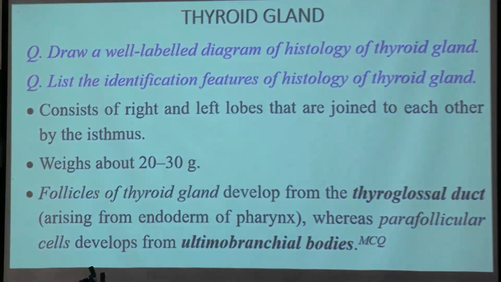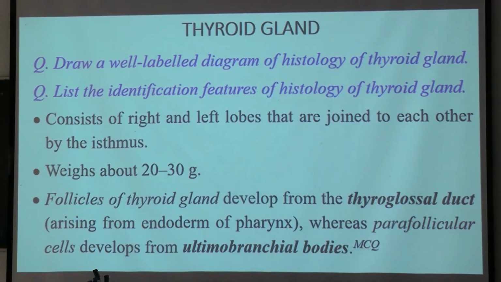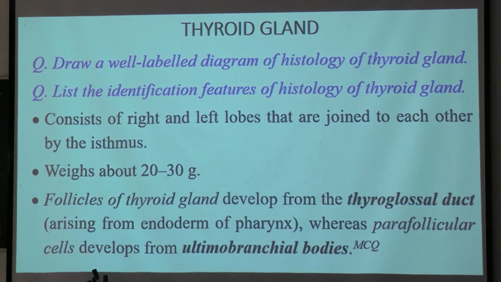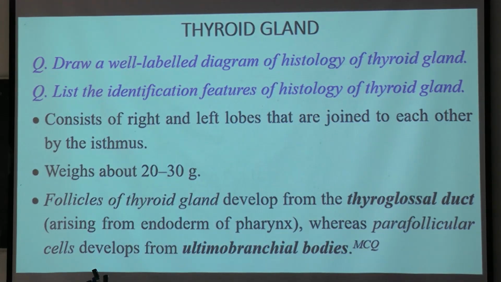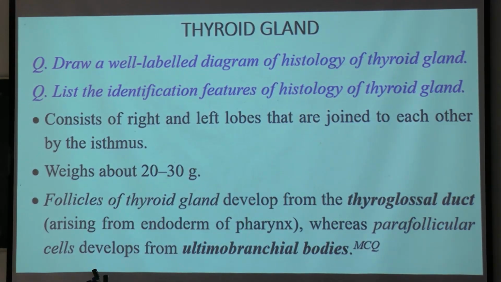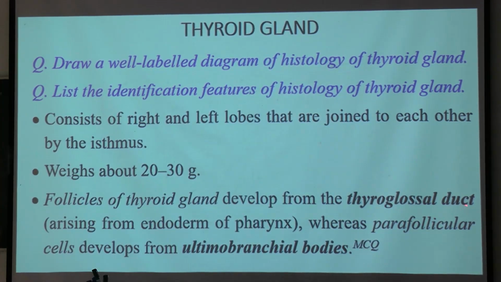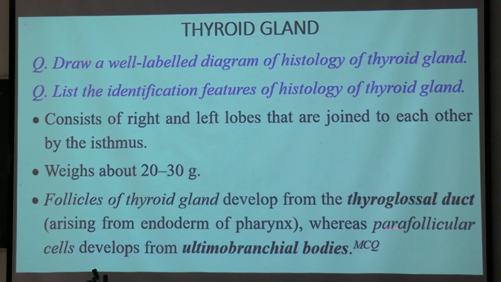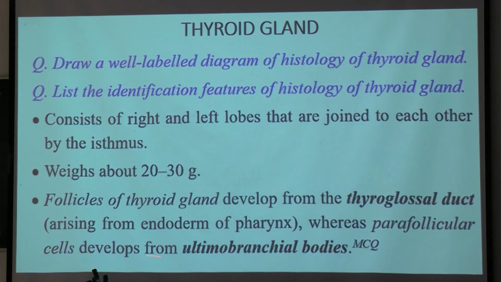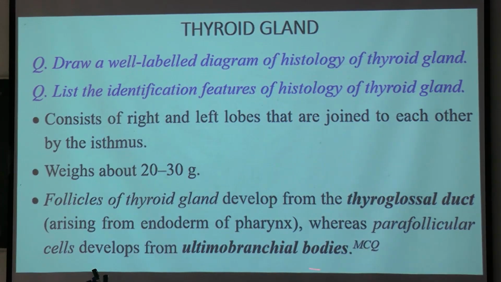So, and follicles of the thyroid gland. Thyroid gland consists of mainly thyroid follicles, okay, which are of different shape and sizes and lined by cuboidal epithelium. And these follicles of the thyroid gland develop from thyroglossal duct arising from the endoderm of the pharynx, whereas the parafollicular cells develop from the ultimobranchial body.